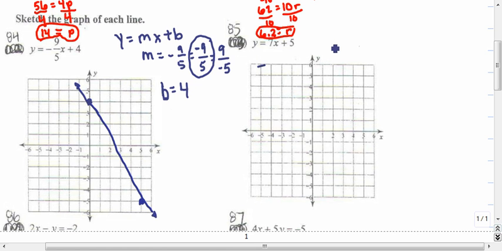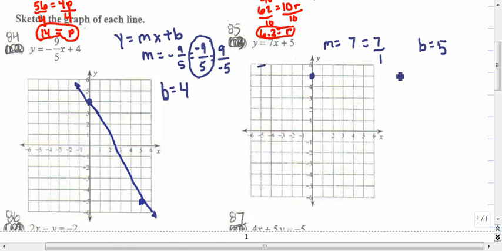Okay, for problem number 85, what is my slope? 7. Now, if I want to make that a fraction, I'm going to put 7 over 1, because any whole number divided by 1 is just itself. Anything divided by 1 is itself. What is my y-intercept? 5. So I'm going to put a point at 5 on my y-axis.